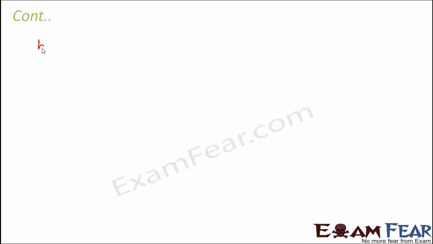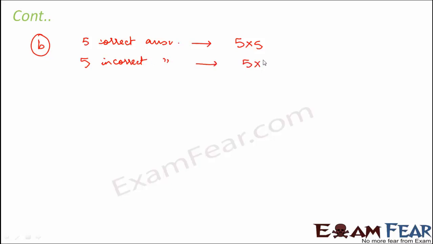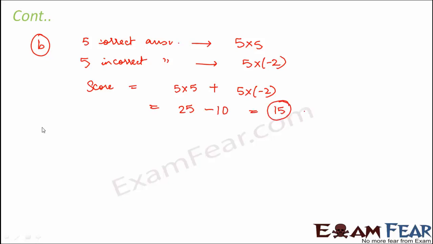So let us look at the second part, where it says that Reshma gives 5 correct and 5 incorrect answers. So for 5 correct answers, the score would be 5 into 5, and for 5 incorrect answers, the score would be 5 into minus 2. Therefore, the total score of Reshma would be 5 into 5, that is correct answers, plus 5 into minus 2, that is incorrect answers. So this would be 25 minus 10, which is equal to 15.